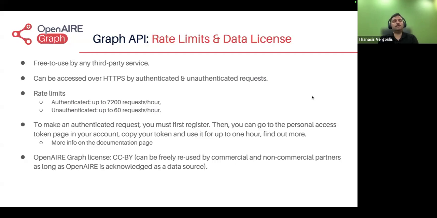And to make an authenticated request, you must first register, and then you get access to some tokens that can be used for sending the API requests. More information can be found on the documentation page of the Graph API that I have included in the previous slide. Finally, the data have the CC BY license, which means that you can use the API for commercial or non-commercial uses, but you have to acknowledge the use of the OpenAIRE Graph as a data source.